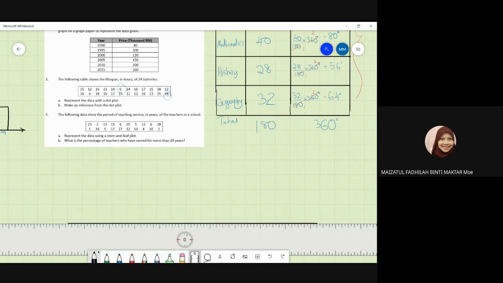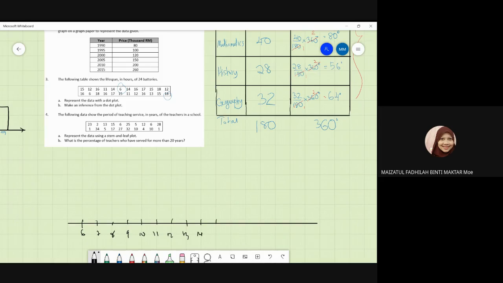Horizontal like this. Okay. Then after that, label first all the values in the data given. Even the values that are not in the data, you must see. Start with the least number: 6, 7, 8, 9, 10, 11, 12, 13, 14, 15, 16, 17, 18. So just count until the highest number in the data.